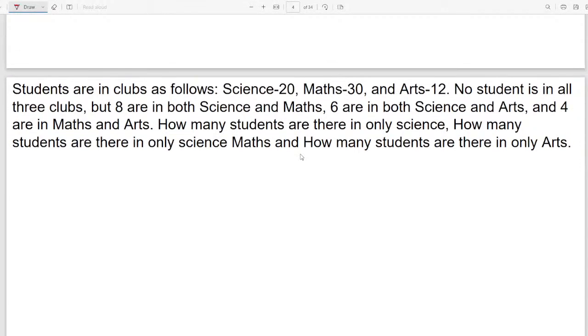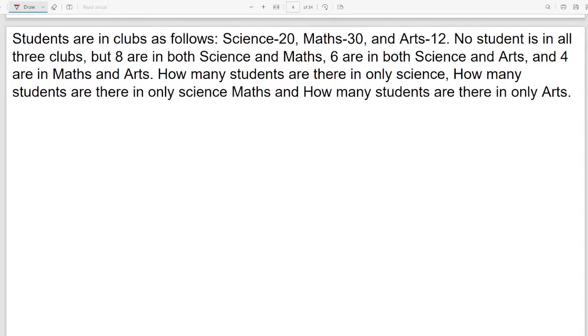In this case, they've said that in a school, there are three clubs: science, maths, and arts. No student is in all three clubs, but 8 are in both science and maths, 6 are in both science and arts, and 4 are in maths and arts. How many students are there in only science, only maths, and only arts?